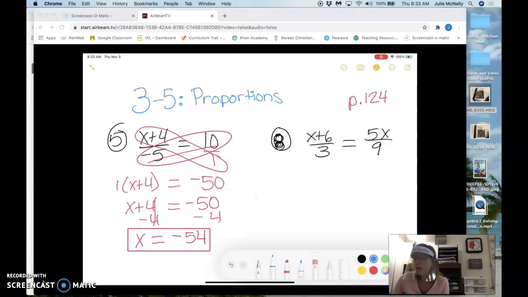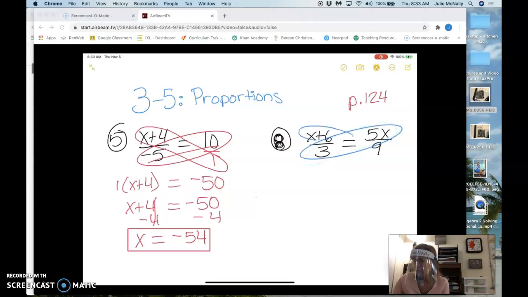So this time I have a fraction on both sides, so I don't have to make one into a fraction. They're already fractions, and I'm just going to do the same thing. Cross multiply. And I'm going to get 9 times x plus 6, and then 3 times 5x, which is 15x.